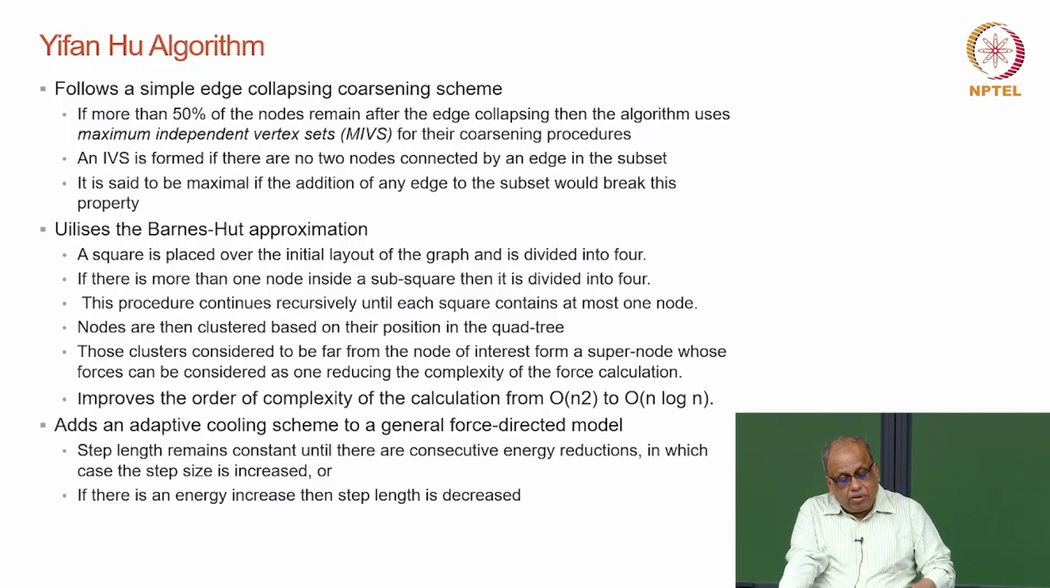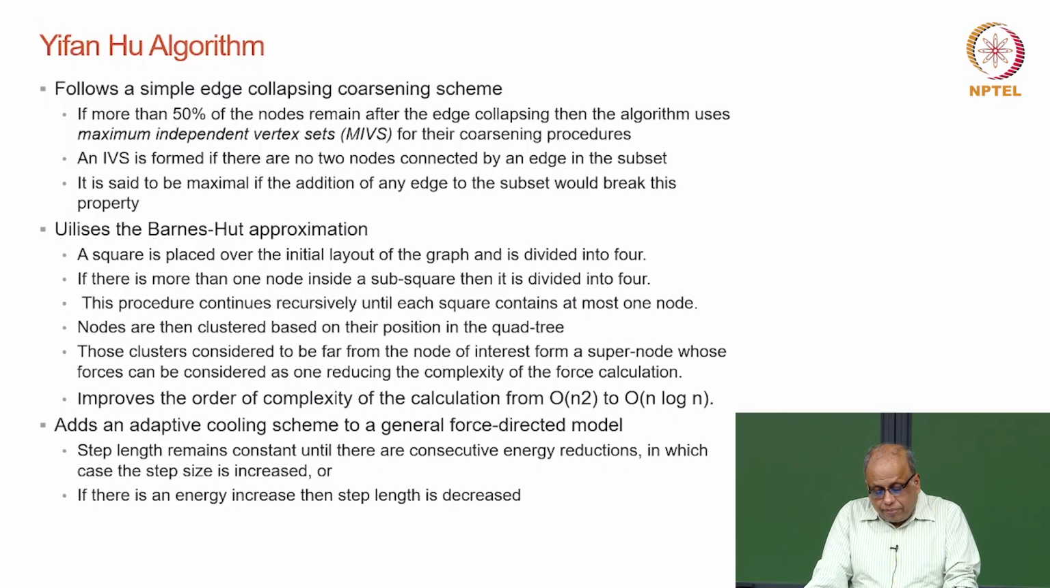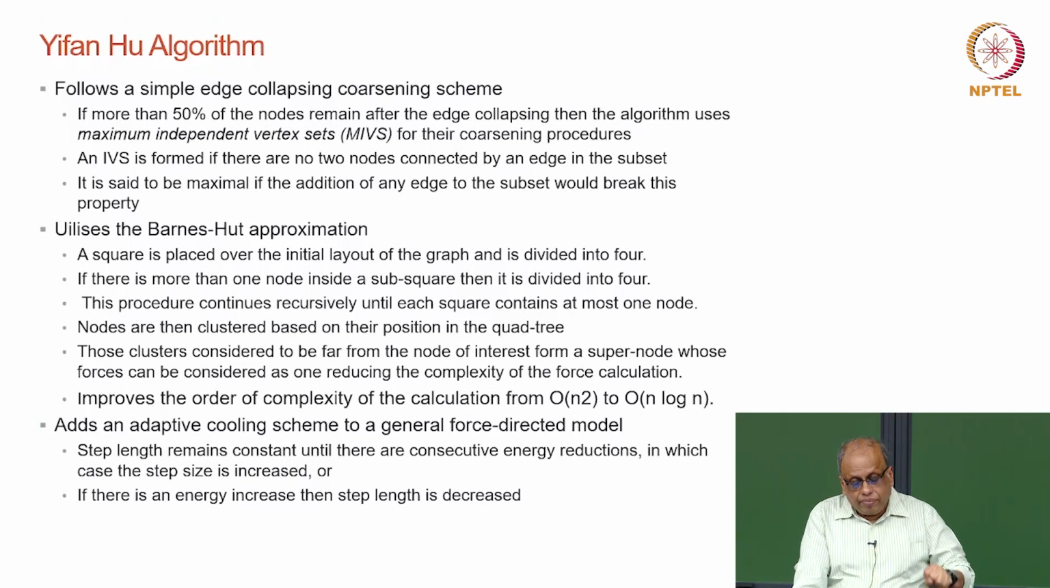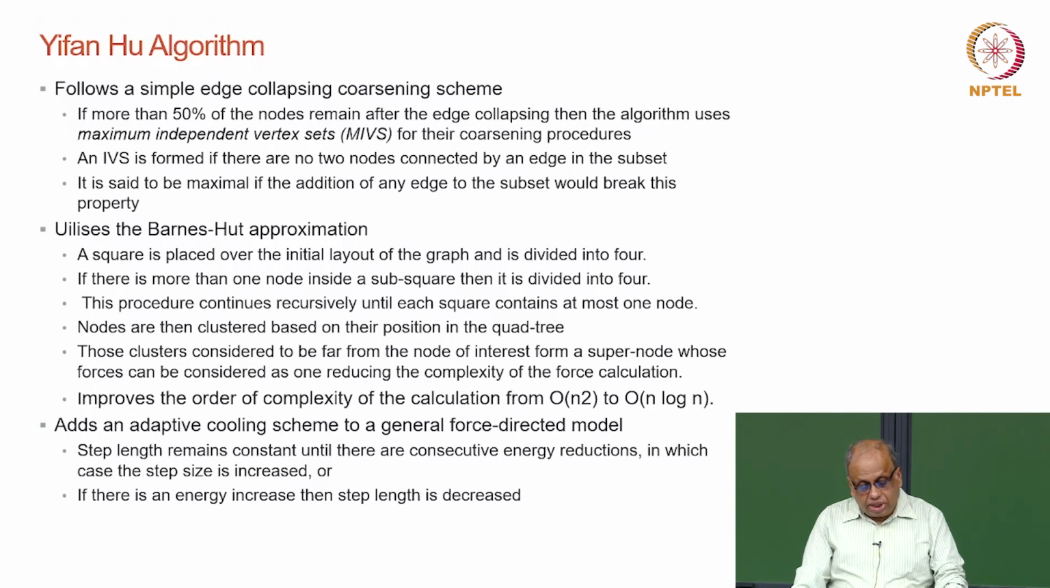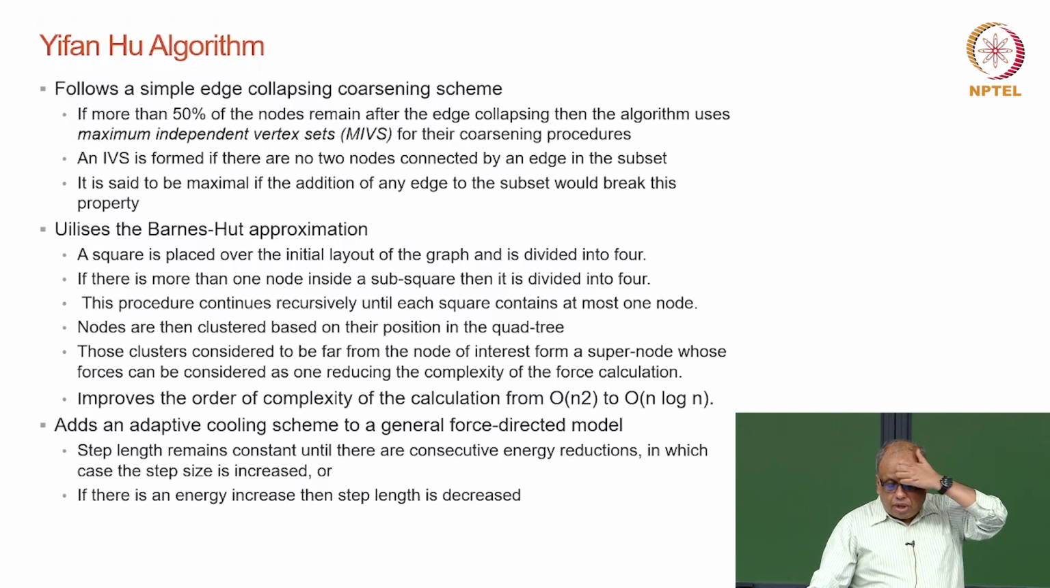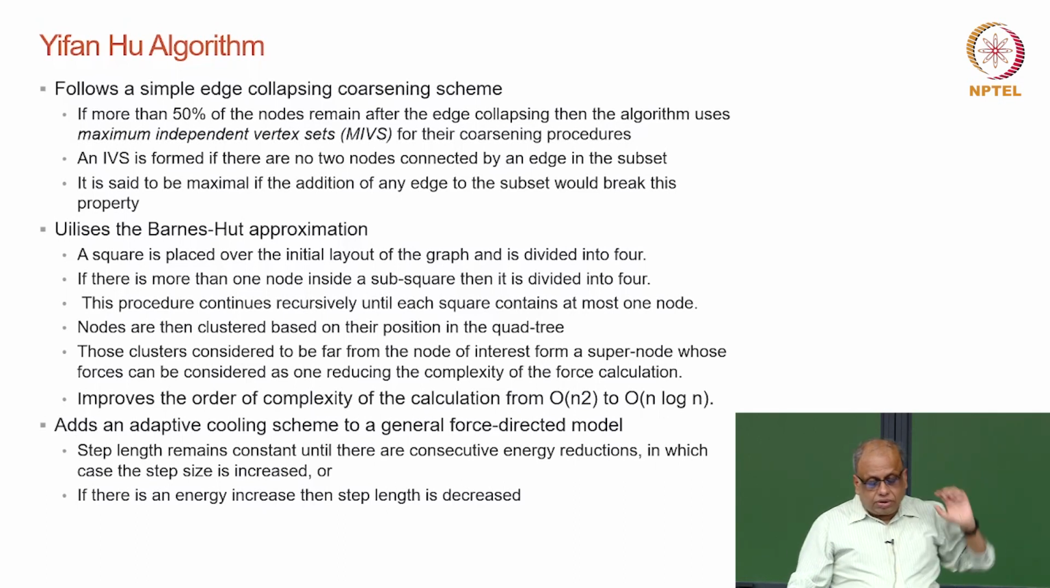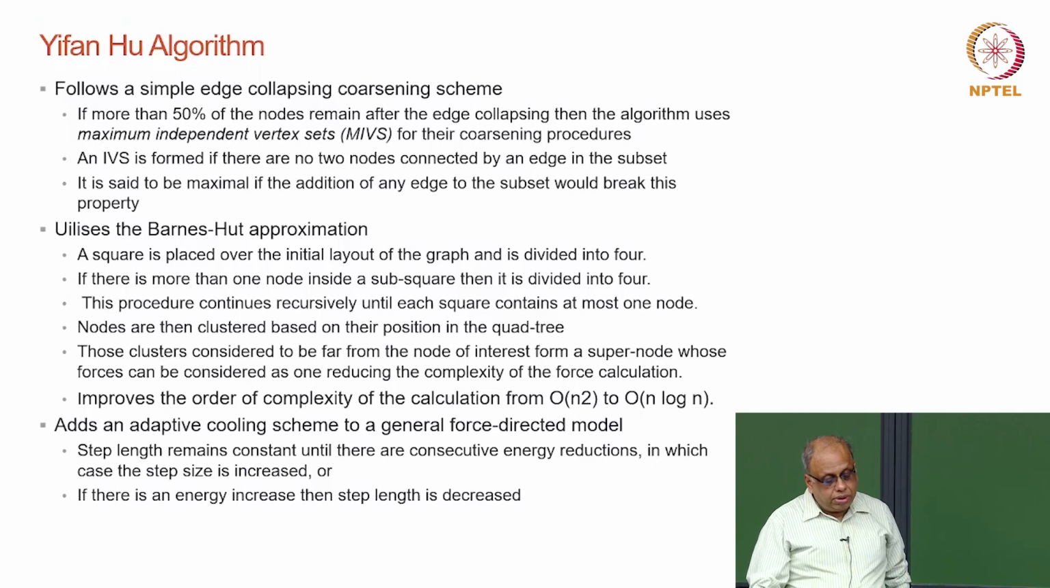So what does the Yifan Hu algorithm do? You try to collapse the edges together if they are connected to a lot of nodes. If more than 50% of the nodes remain after the edge collapsing, then the algorithm uses the maximal independent vertex sets, MIVS, for the coarsening procedure. The independent vertex set is formed if there are no two nodes connected by an edge in the subset. For that they use something called the Barnes-Hut approximation.